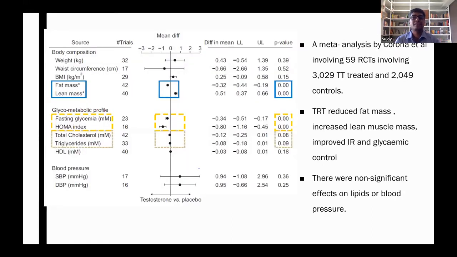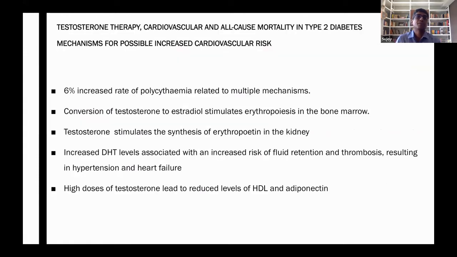If you look at RCTs, it's quite clear that there might be benefits in terms of glucose lowering and HOMA, that's insulin resistance, and improvement in lean body mass and reduction of fat mass. However, changes in lipids seem non-significant. So by using testosterone therapy, it would seem intuitive that if low testosterone levels are associated with increased cardiovascular death and increased all-cause mortality, then testosterone therapy should actually improve everything. However, several studies have actually tried to refute that.